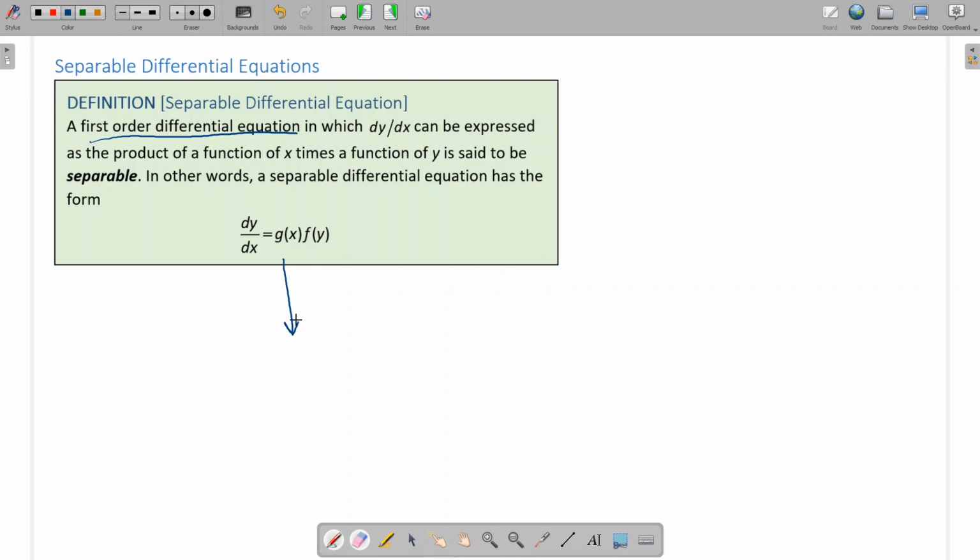The reason we call this separable is that we can separate these two variables. We can move y to one side and we can move all the x's to the other side. So in this particular example, what you'd have to do is divide by f of y, and then multiply by dx. So it turns into 1 over f of y dy equals g of x dx. This is what we mean by separating the variables: moving all of the terms that have x in them to one side and everything with a y to the other side.